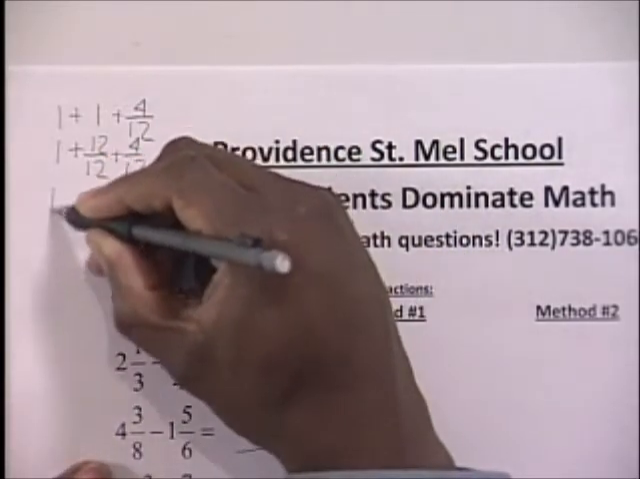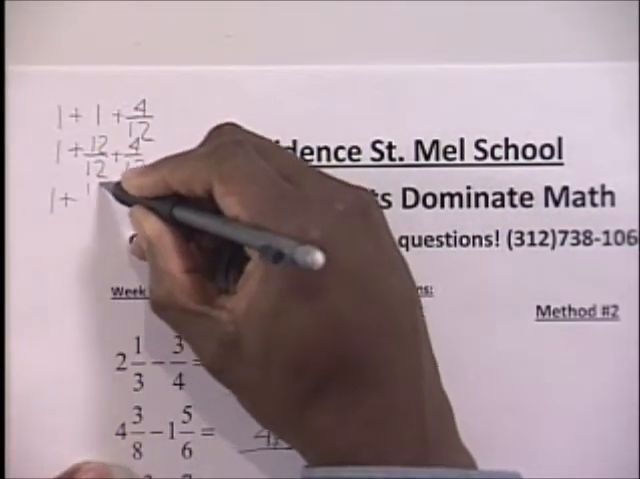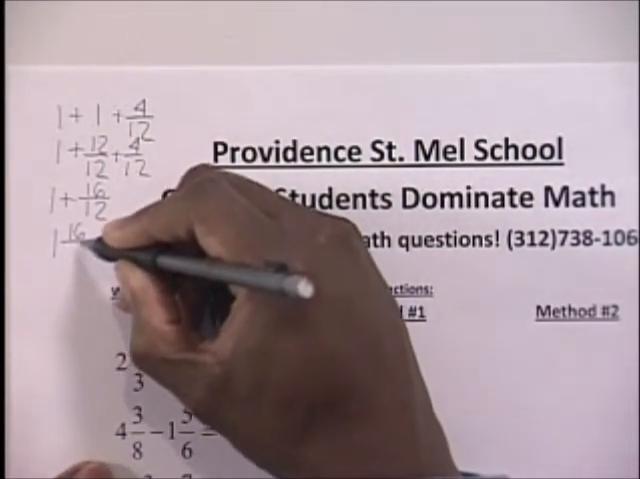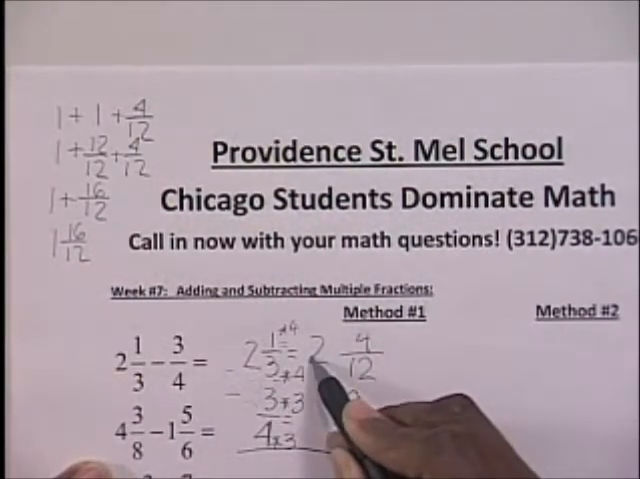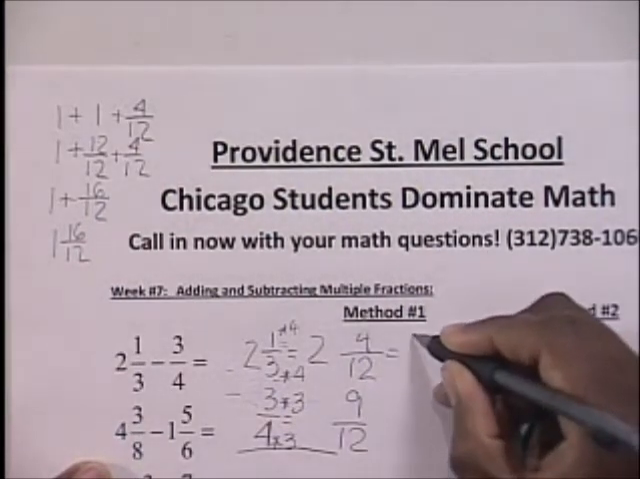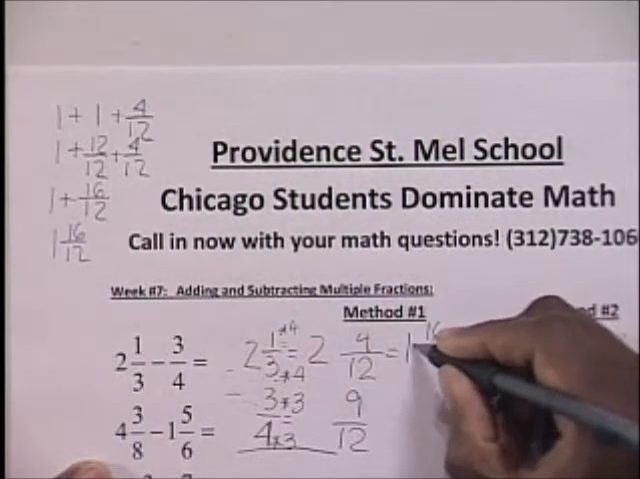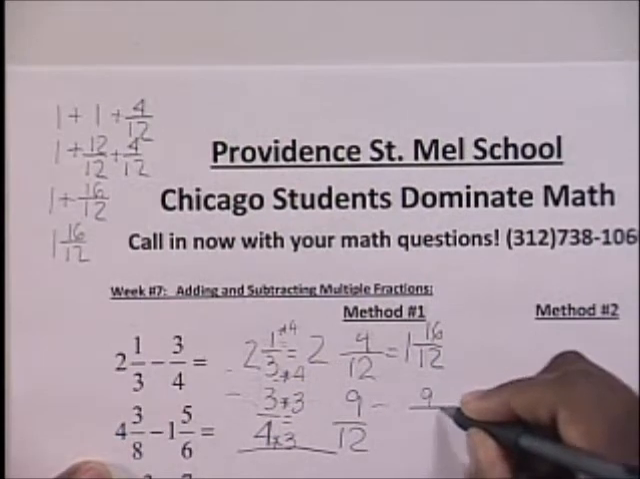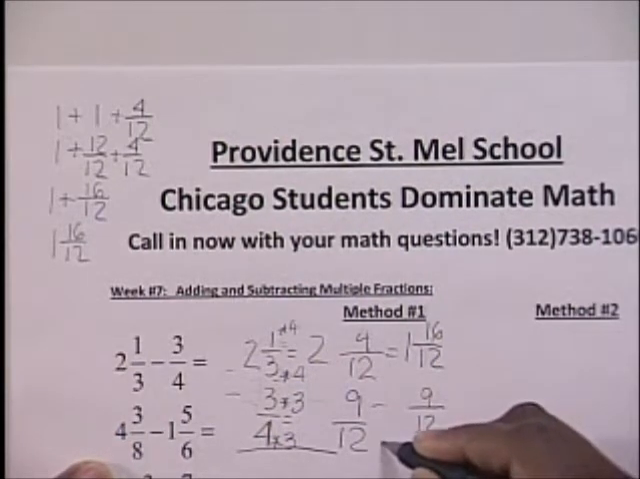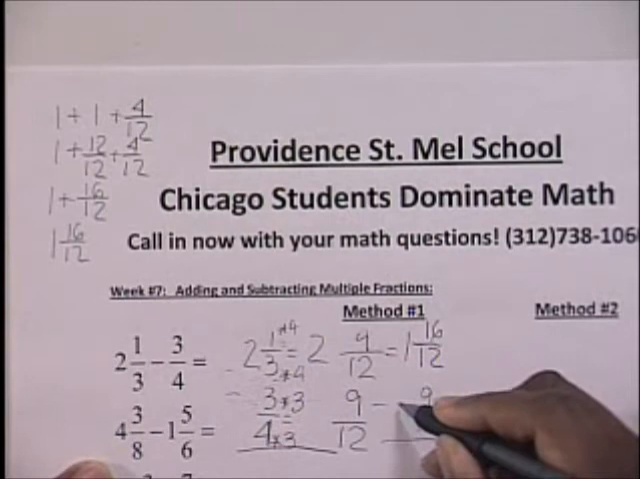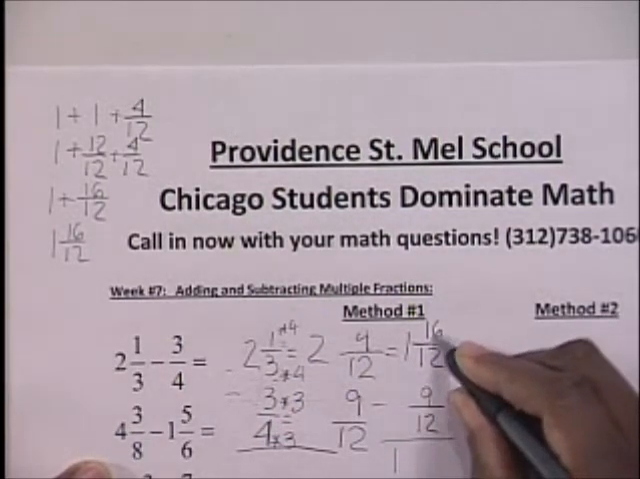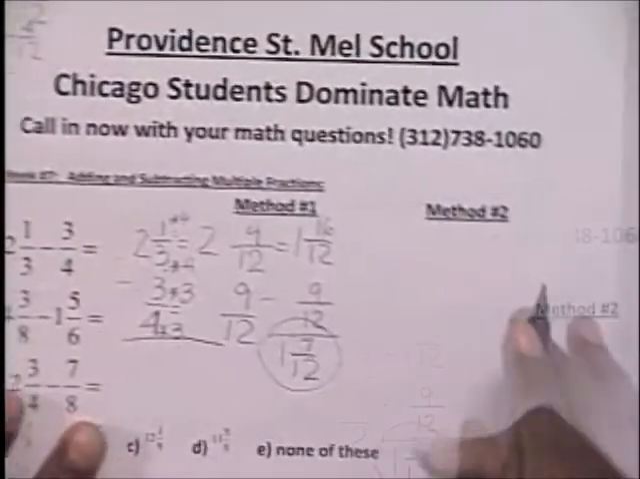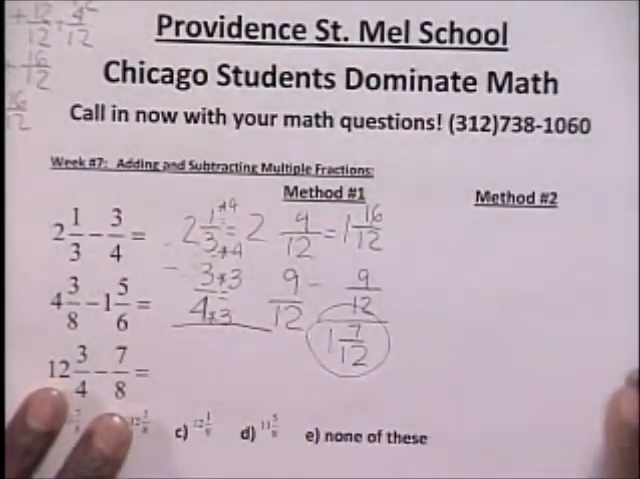So to simplify this, we end up with 1 plus 16 over 12, which simplifies to 1 16 twelfths. So another way to say 2 4 twelfths is 1 16 twelfths. And we'll subtract 9 twelfths, and what you end up with is 1 minus 0 is 1, and you end up with 16 minus 9, which is 7 twelfths. Final answer. 2 1/3 minus 3/4.